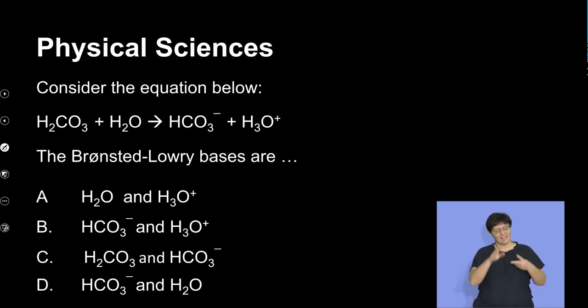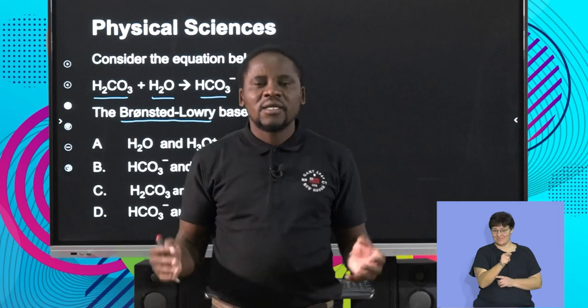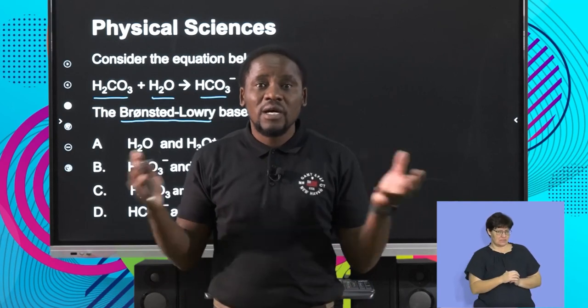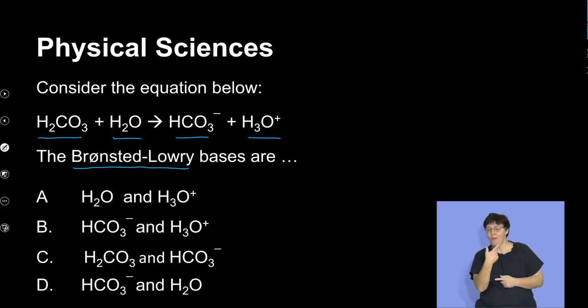Now let's look at the second multiple choice question. Consider the equation below. We are given a reaction between carbonic acid and water to give us hydrogen carbonate ion and hydronium ion. So the question says the Bronsted-Lowry bases are, so I'm going to underline Bronsted-Lowry. Now, this is about the theory of acids and bases. We need to remind ourselves once again, what are Bronsted-Lowry bases? These are proton acceptors. So once we know that, we are able to apply that knowledge. Bases are proton acceptors, right?